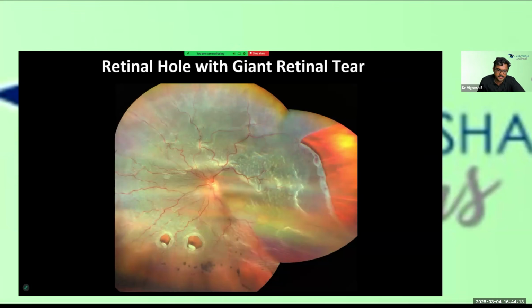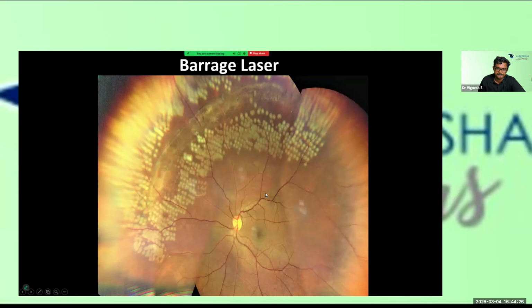Again, another retinal detachment image. There is a giant retinal tear on the right side here, and there are two breaks below. The entire retina is detached, and this patient needs vitreoretinal surgery.